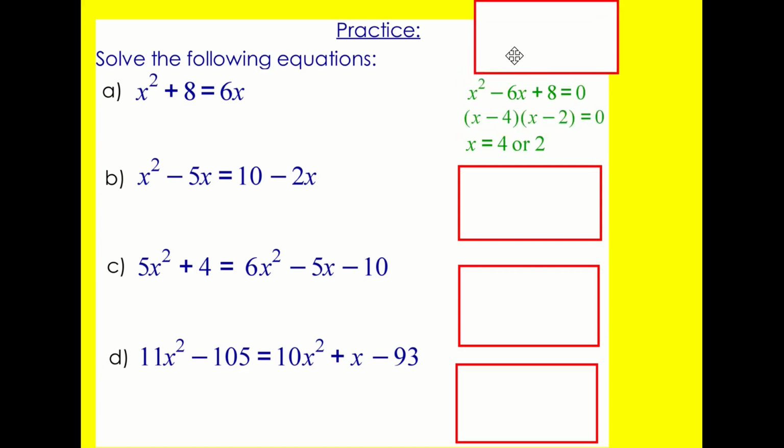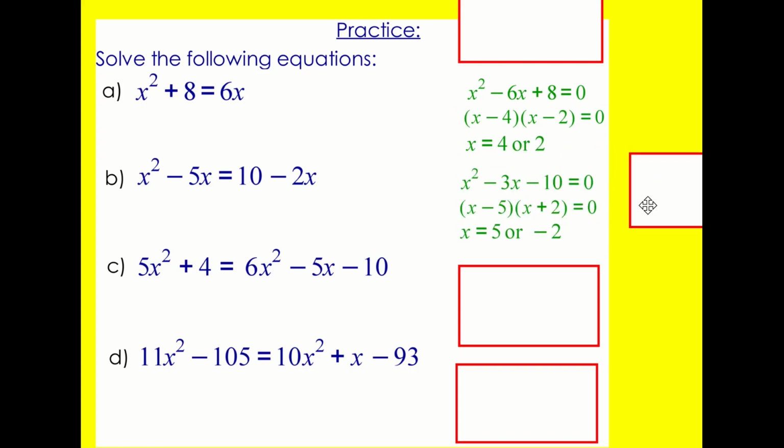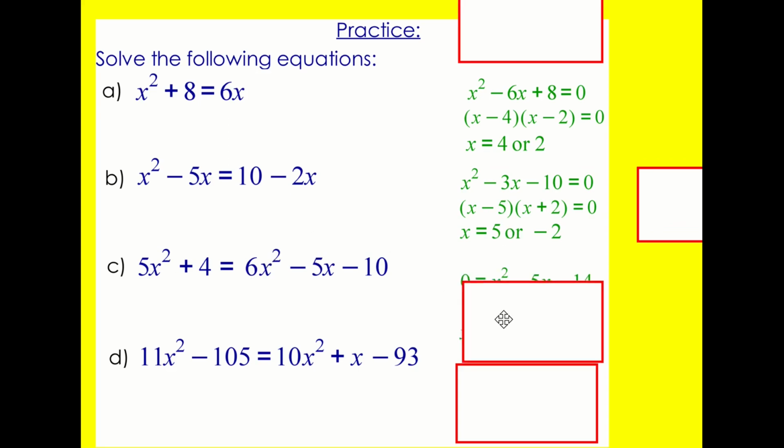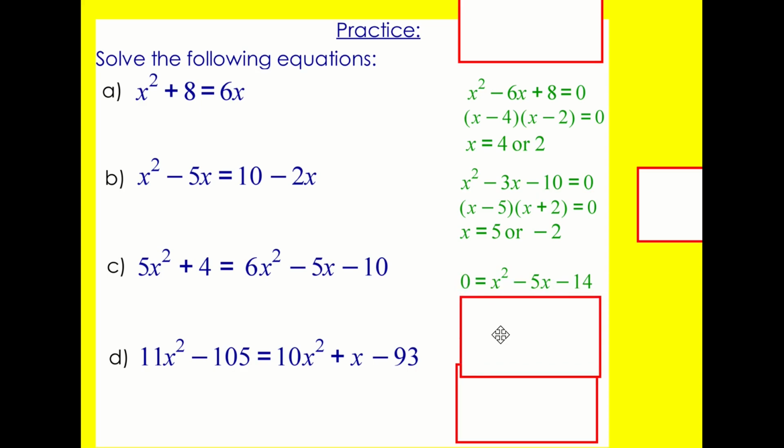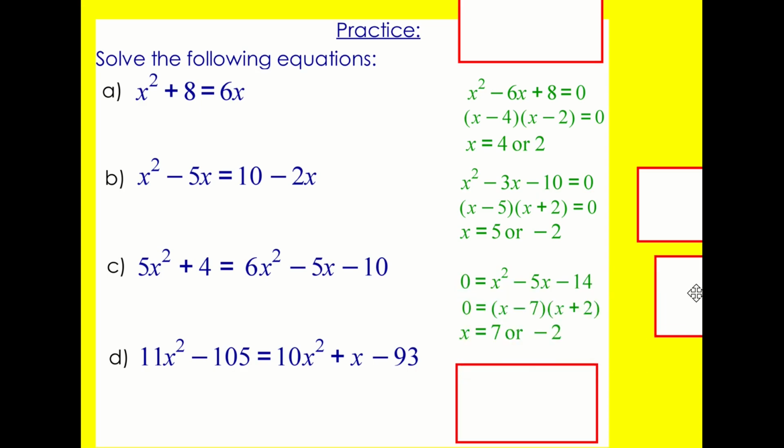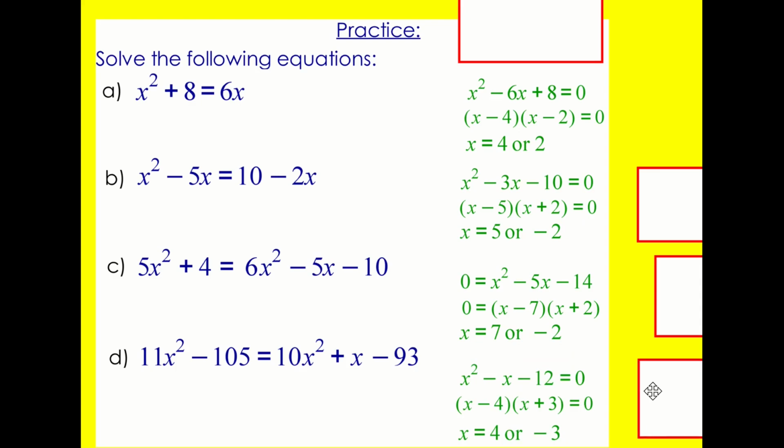I'm going to show you the answer. So you should be able to rearrange to this, factorize to this, and solve to x equals 4 or 2. Second one, minus 10 from both sides, add 2x to give this, factorize and solve. Stepping up in difficulty here, we're going to have to minus 5x squared from both sides, and minus 4, which gives that, and we get 7 or minus 2. And finally, this one looks really complicated when you first look at it, but when you think about what we've just been covering, just get them all on one side, and actually it factorizes nicely again.